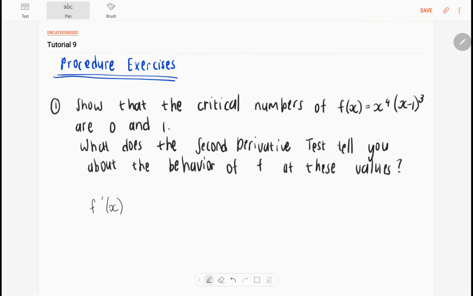and if you work out the derivative, and I'm not going to do all of the steps to get there, you will end up with x cubed, x minus 1 squared, 7x minus 4. So what are the two things we have to look at to find our critical numbers? Firstly, we have to find where the derivative does not exist. So this derivative exists everywhere, so that's not applicable. The second thing we have to look at is where's the derivative equal to 0.